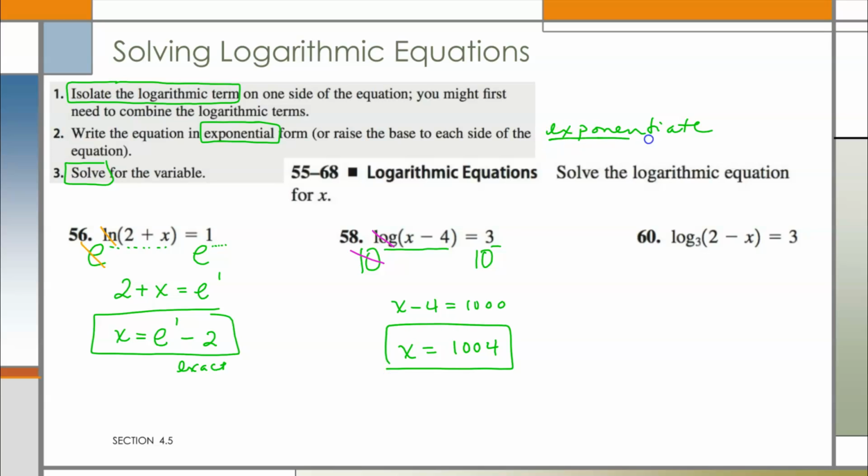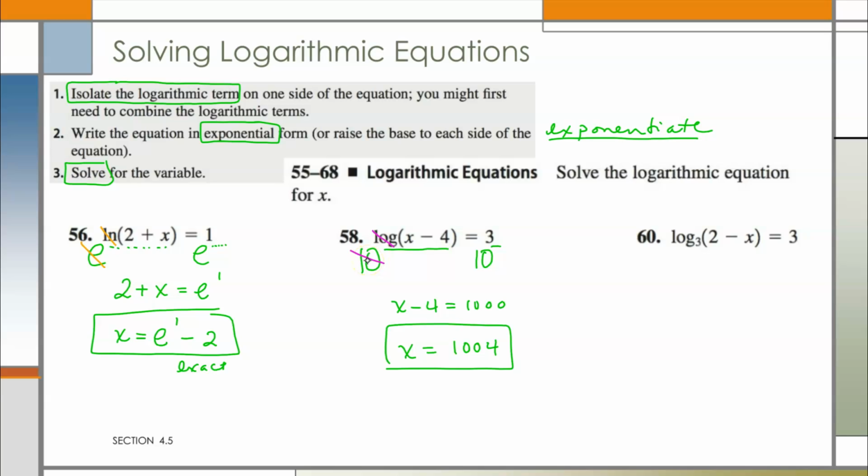We're exponentiating to get rid of a logarithm. ln is base e, so we exponentiate base e on both sides of the equal sign. Log is base 10, so we exponentiate base 10 on both sides of the equal sign.